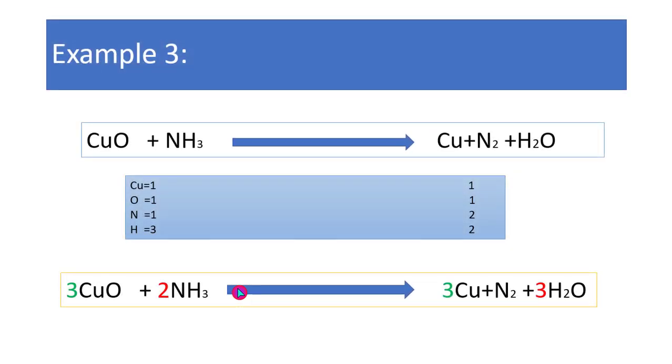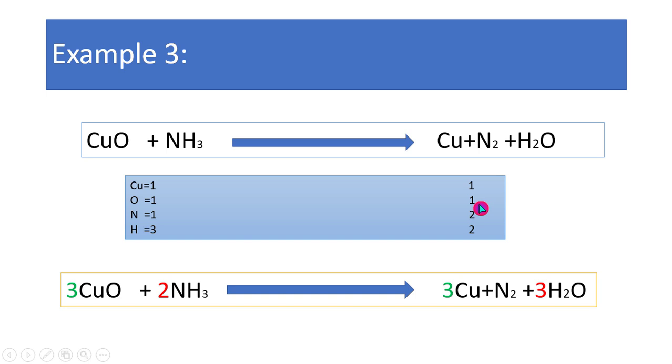Now we take the third example. In this example, copper oxide reacts with ammonia and forms copper, nitrogen and water. In this example, the number of copper atoms is 1 in the reactants and the number of copper atoms in the products is also 1. Here, towards the reactant side, the number of oxygen atoms is 1. Here, the number of oxygen atoms is also 1.